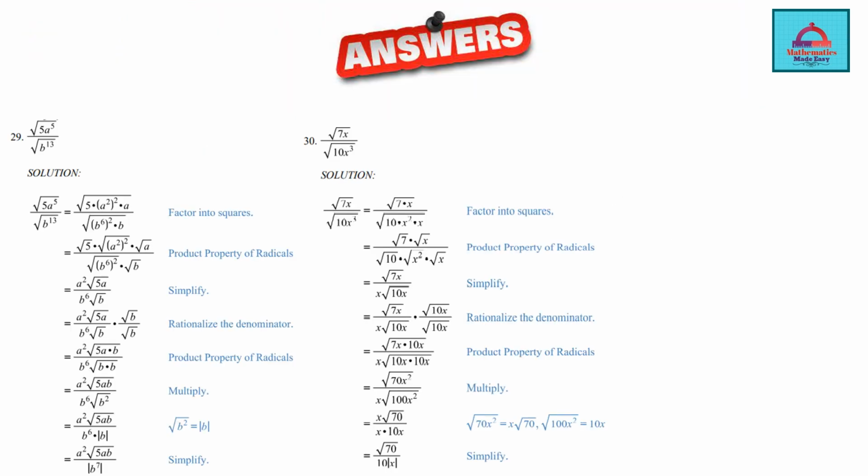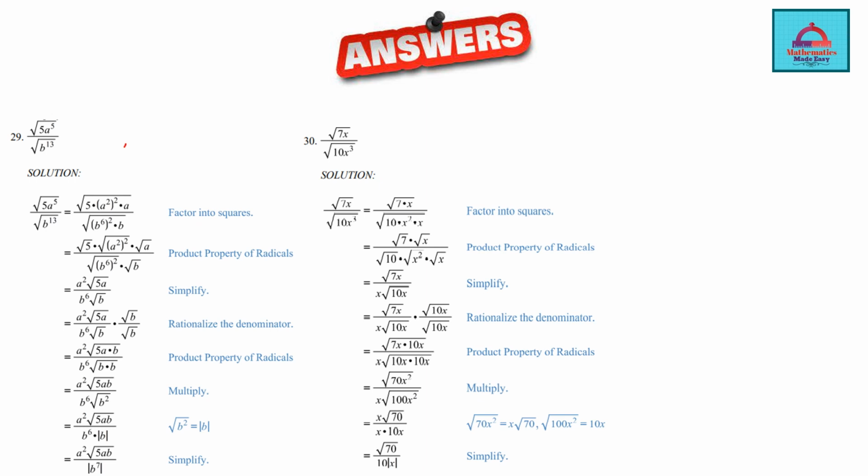So for writing the rationalization, we are going to factor into squares. How do we do that? a to the power 5 is given, b to the power 13 is given. How can I write this as powers of 2, powers of square? Why squares? Because it is the radical sign, the square root outside.